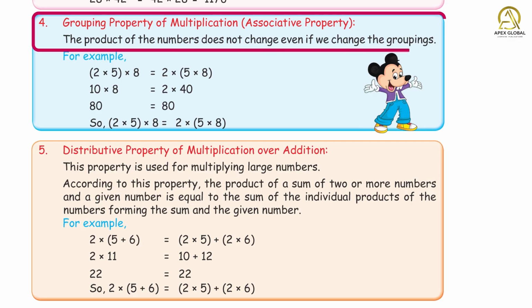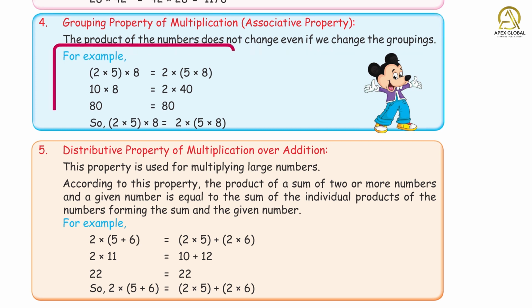4. Grouping property of multiplication. Associative property. The product of the numbers does not change even if we change the groupings. For example, 2 into 5 into 8: 10 into 8 is equal to 2 into 40. 80 is equal to 80. So, (2 into 5) into 8 is equal to 2 into (5 into 8).